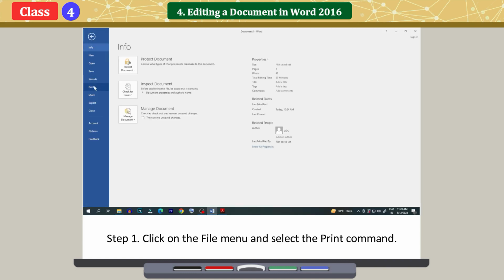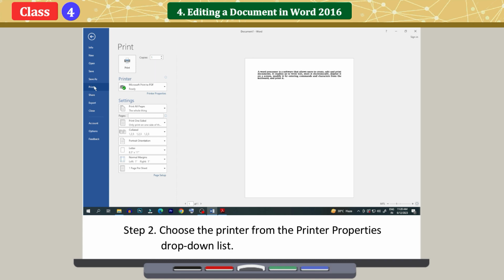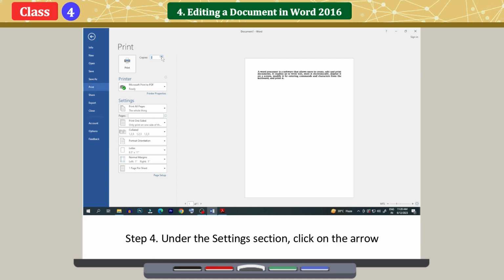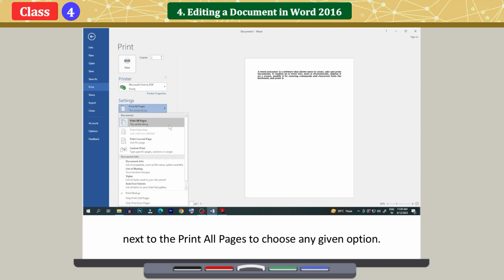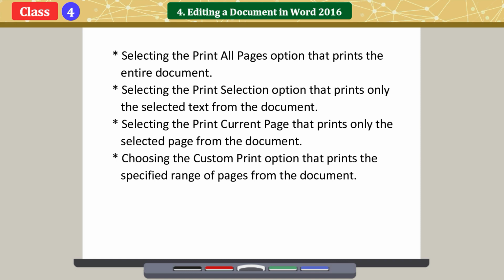Printing the document. Click on the File menu and select the Print command. Choose the printer from the Printer Properties drop-down list. Under the Settings section, click on the arrow next to the Print All Pages to choose any given option. Selecting the Print All Pages option prints the entire document.